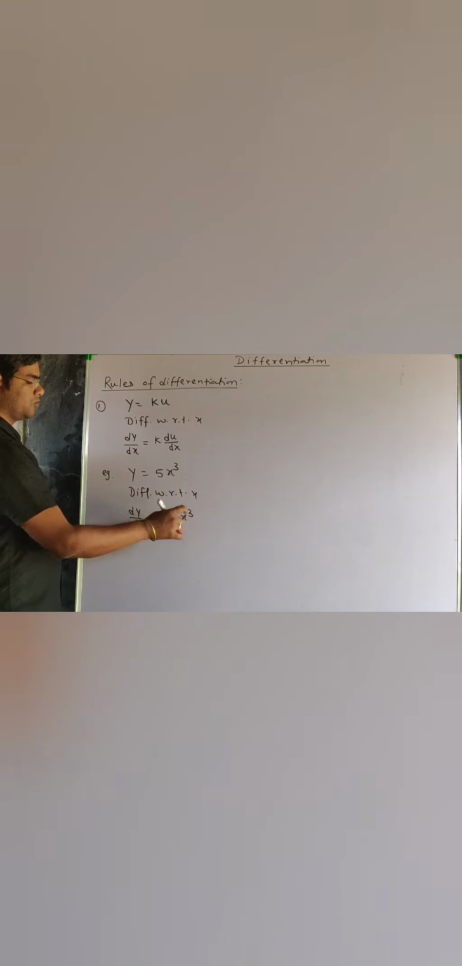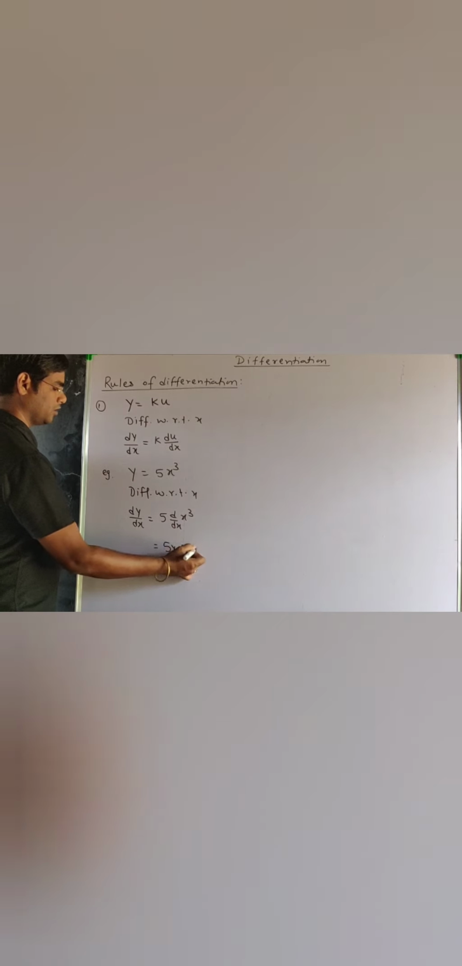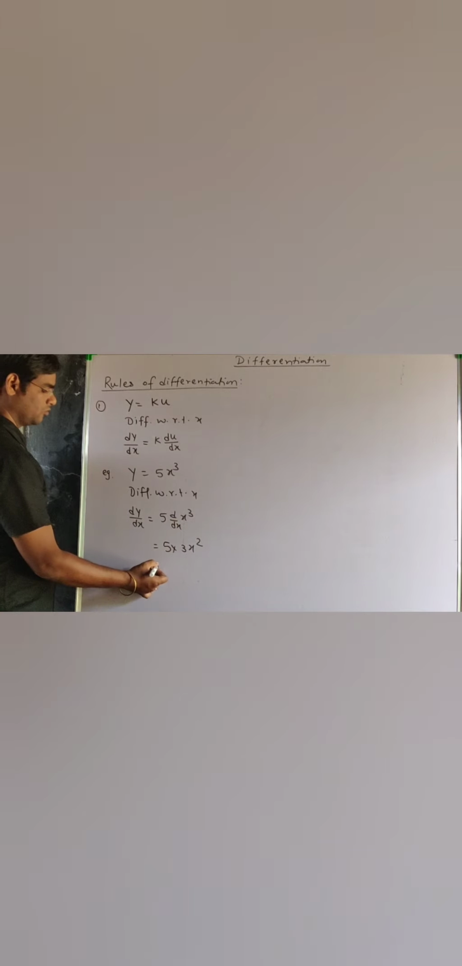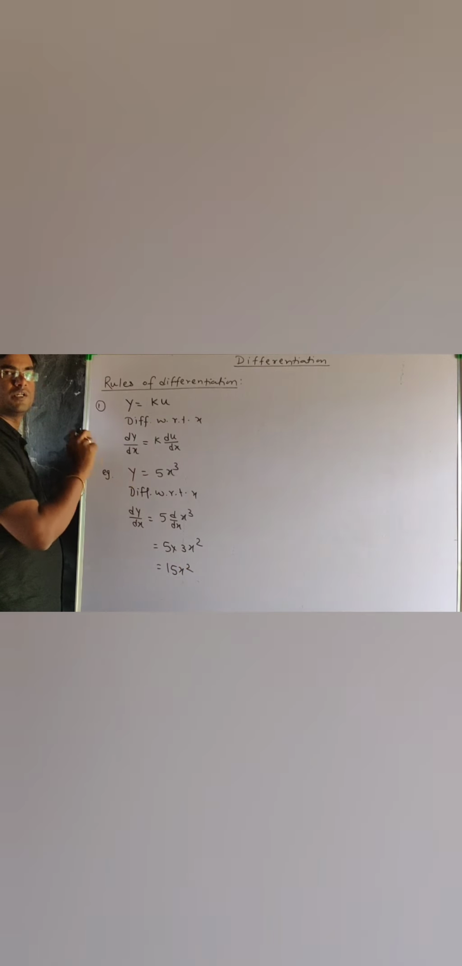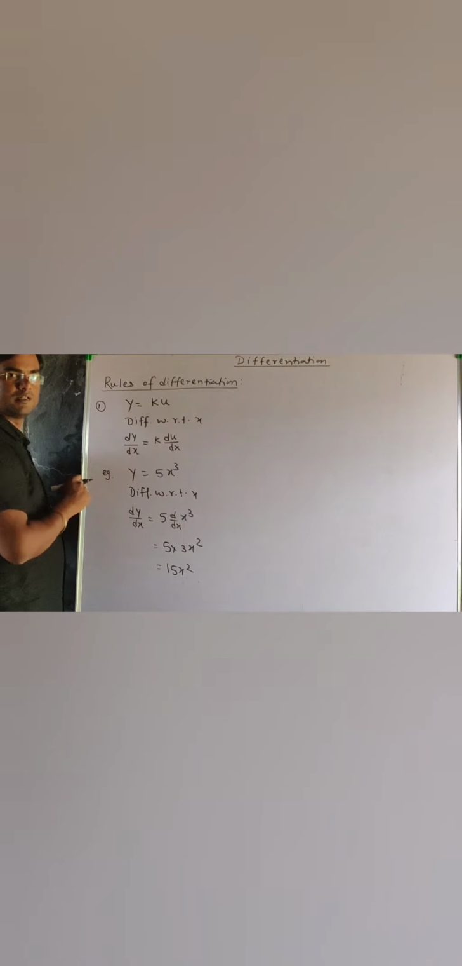Now we know that x raised to n formula. What is x raised to n derivative? N into x raised to n minus 1. Here n is what? 3 and 3 minus 1 is 2. So the answer is what? 15x square. So the first rule is what? When constant into any variable is there, then constant you have to take common and differentiate the variable term.